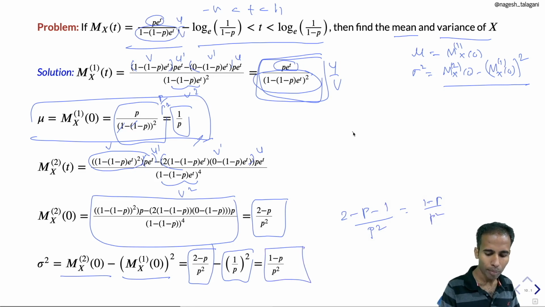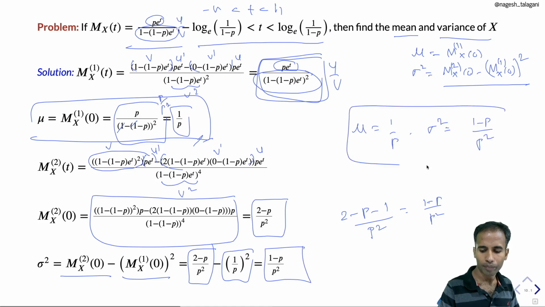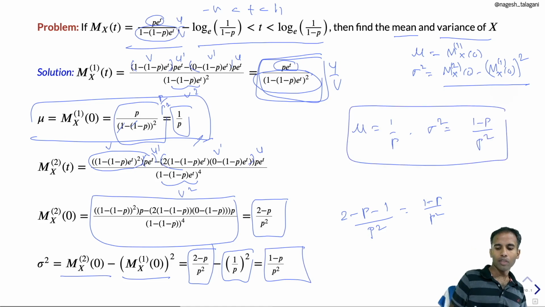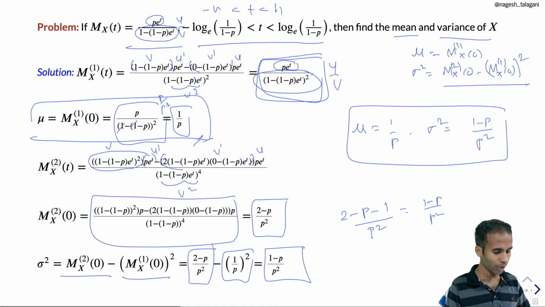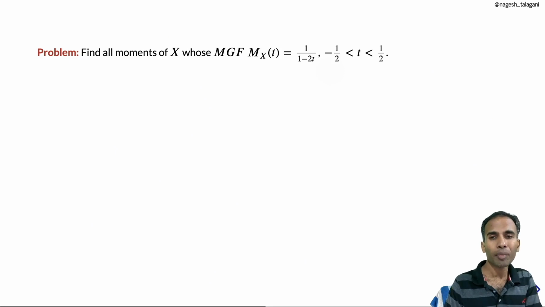Here the mean mu equals 1 by p and the variance sigma square equals (1 minus p) by p square. Fine. So this is how we compute mean and variance through the MGF. Okay, let me clear this. Okay, here is the problem.